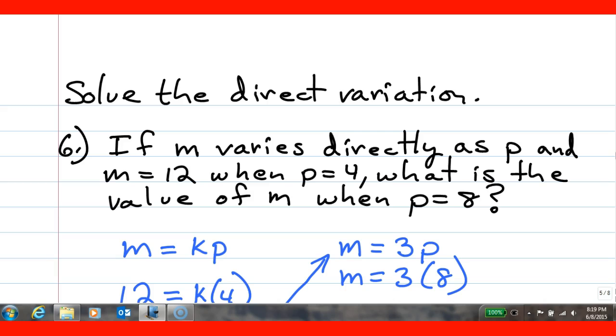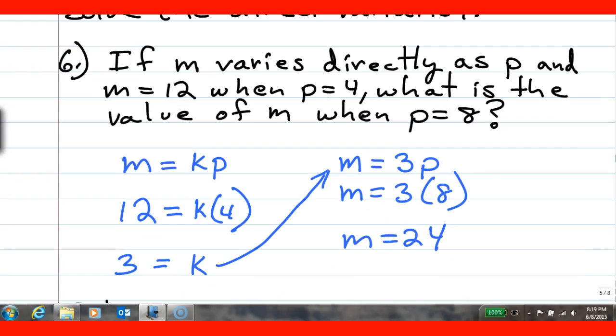So for question number 6 it says, if m varies directly as p and m equals 12 when p equals 4, what is the value of m when p equals 8? So we're going to set up a direct variation here. We have m equals k times p. We're going to plug these values in.